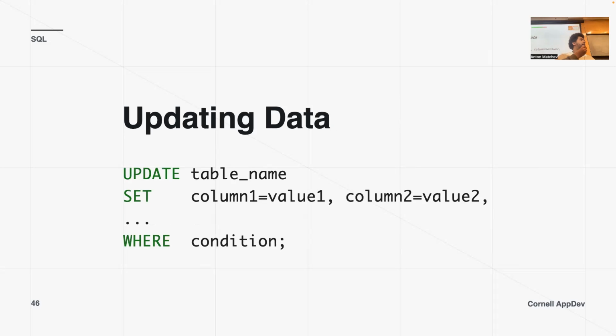Next up is updating data. So for updating, you say update and then the table name. And then you want to set the specific column values by using set and saying column 1 equals new value 1, column 2 equals new value 2, and so on. You don't have to say all the columns. You can just do the ones you want. So just a subset of columns is good enough.